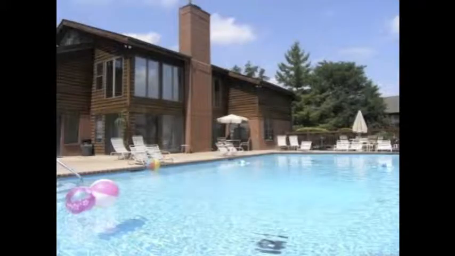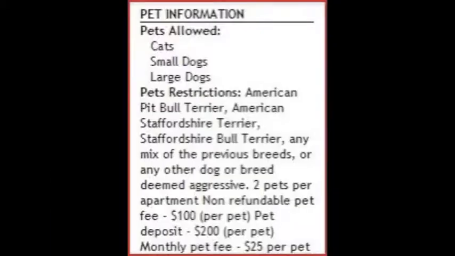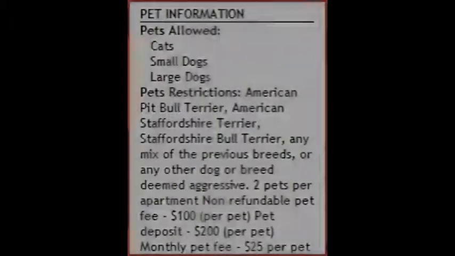Other special features apartment complexes offer include a swimming pool, fitness center, clubhouse, on-site laundry, and storage spaces. Some apartment complexes are pet-friendly. The downside of having a pet while renting an apartment is that you have to pay a pet deposit and a monthly fee.